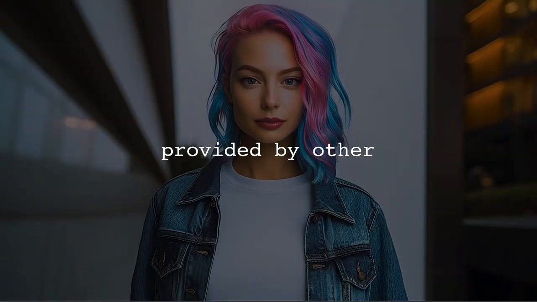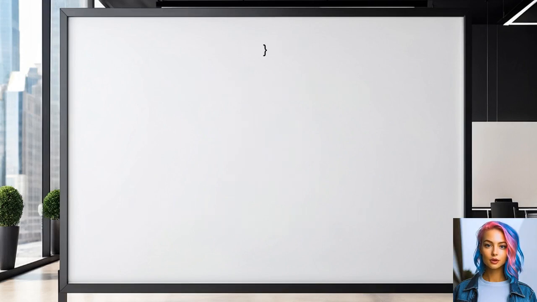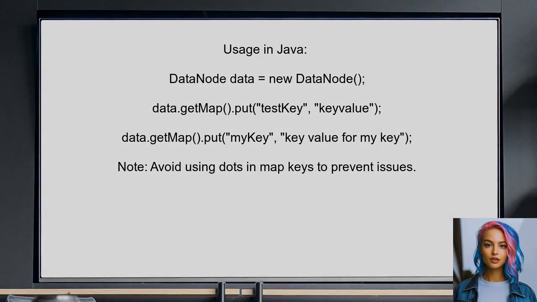Now, let's look at the answers provided by other users. An alternative approach to storing a map or JSON object in Neo4j is to use the Neo4j OGM library. This library allows you to unwind your map into graph node properties by annotating your Java class field with @properties. To use this in Java, create a data node instance and populate the map with key value pairs. Just be cautious with keys that contain dots, as they may cause issues when loading the entity.